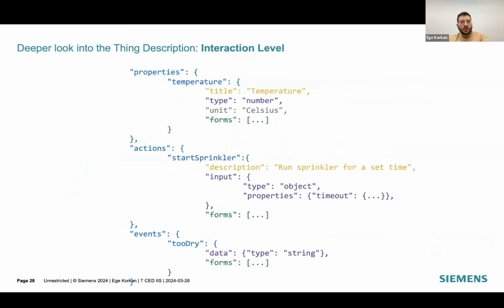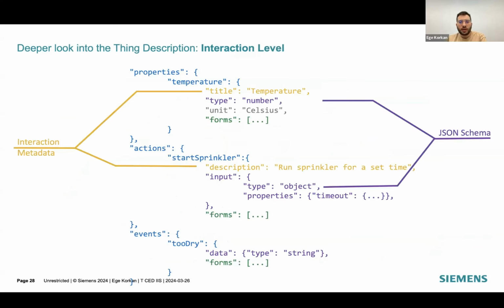Going into the interaction affordances, in this case, we have properties, actions, events. And what you see here, temperature, start sprinkler, and a too dry event. And in this case, we can also add more metadata if you want, for human readability purposes. And we have JSON schema, like we've just shown. So you can really model the type of data you are expecting from the device, or you can send to the device. And then you can go to the concrete protocol information.